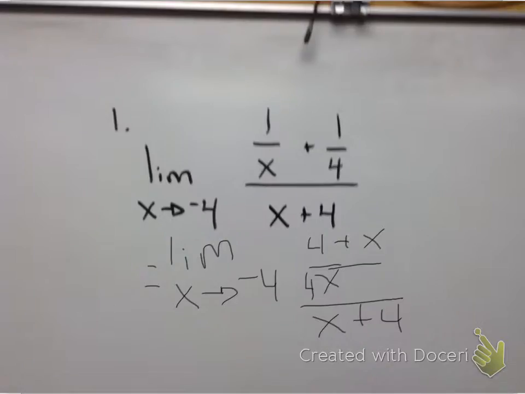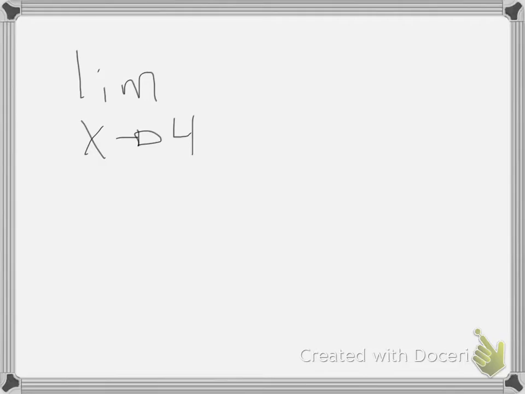Next, still have that limit, limit as x approaches -4, but from what we had before, we have a fraction and a fraction, so what we're going to do is we're going to combine those fractions. Doing the algebra, I'm going to skip over those algebra steps. If we combine those fractions, we're going to get 4 plus x over the two denominators together.